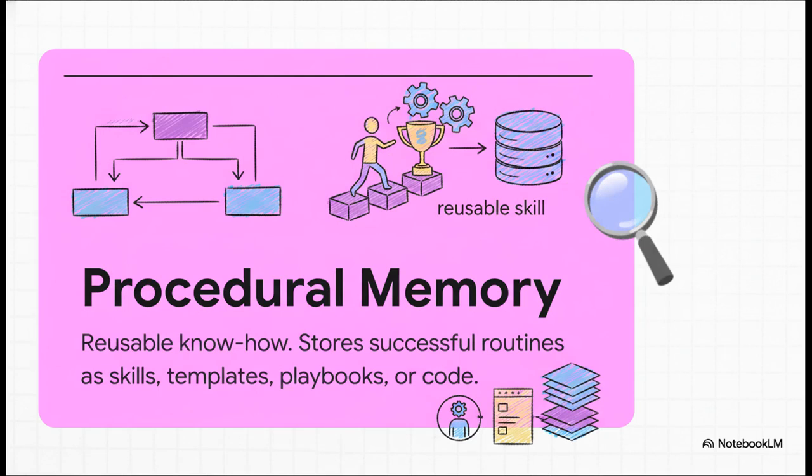And finally, we have procedural memory. You can think of this as the agent's muscle memory. Once an agent figures out a successful way to solve a problem, it shouldn't have to reinvent the wheel every single time. That solution should get stored as a reusable skill, a template or a piece of code that it can call on later.